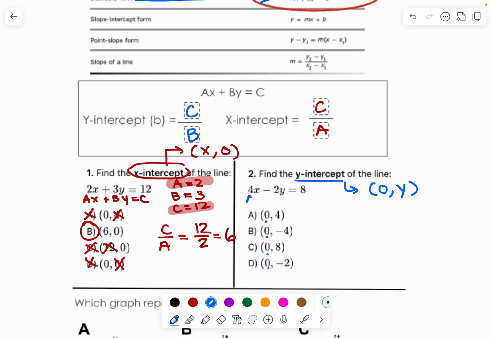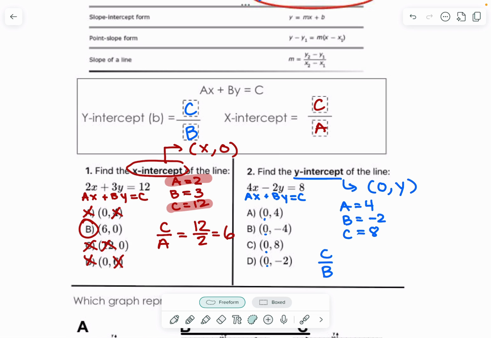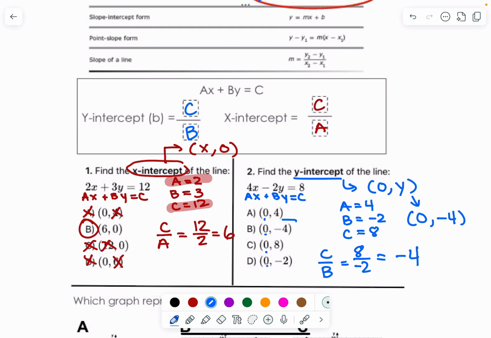Okay. So next one, ax plus by equals c. So my a equals 4, my b equals -2, my c equals 8. So y-intercept is c over b. So I have c over b, and my c is 8. So 8 over -2. And if you put this in your calculator, you get -4. So my answer should be 0 comma -4. The only answer with -4 is B.